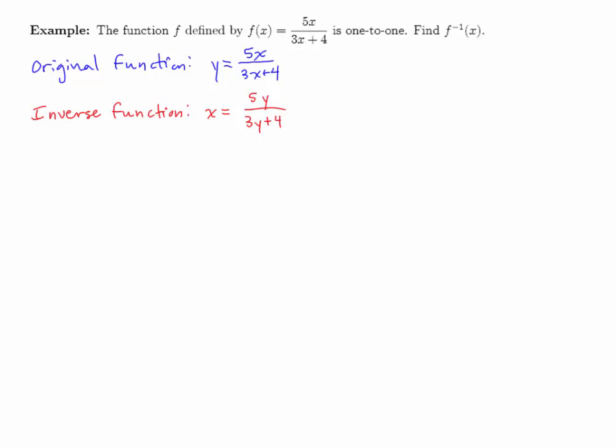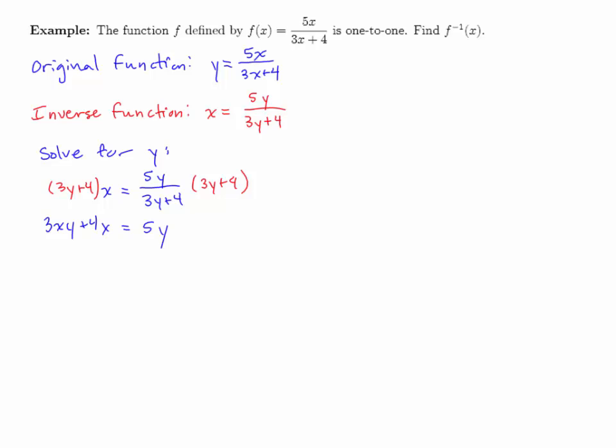So now we want this inverse to be written with y as a function of x, so we'll solve for y. And as we do that, take that original equation. We've got x equals 5y over 3y plus 4. And what we're going to do then is multiply each side by the lowest common denominator, which in this case is 3y plus 4. And we need to solve this for y. So we'll distribute on that left-hand side, and we'll get 3xy plus 4x, and that'll equal 5y.